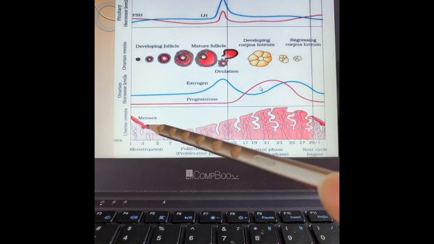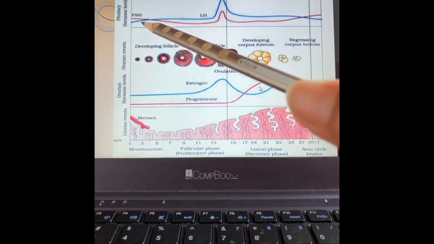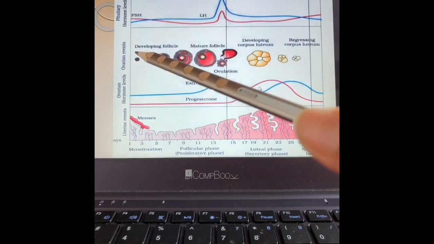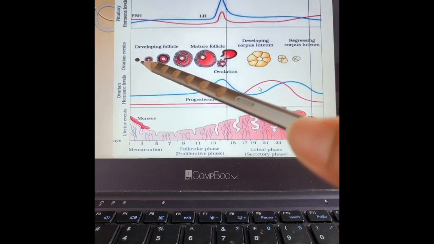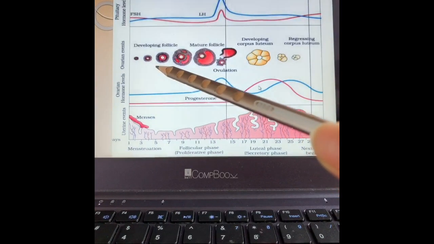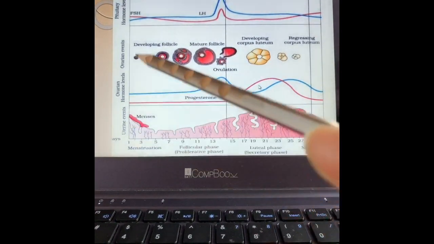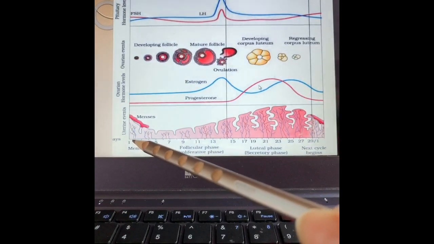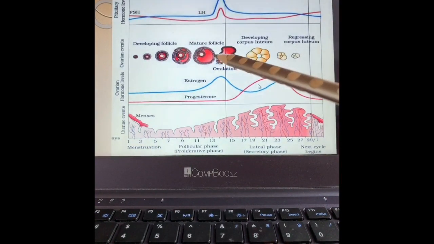As the cycle begins, that is during your periods, there's a slight rise in follicle stimulating hormone. The follicle stimulating hormone, what does it do? It causes one of the primary follicles to trigger development. The primary follicle starts developing and becomes a mature follicle, and the release of the first follicle is marked as day 1, and it takes around 14 days for maturation of the follicle.